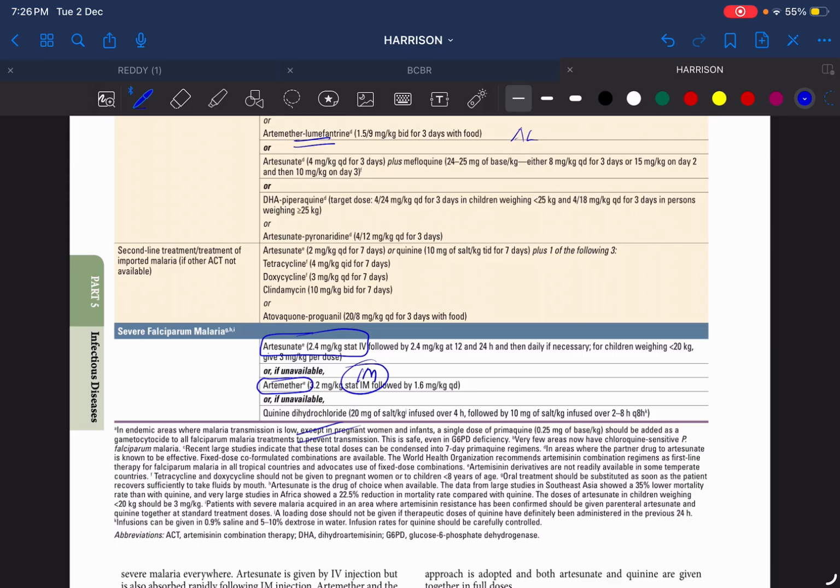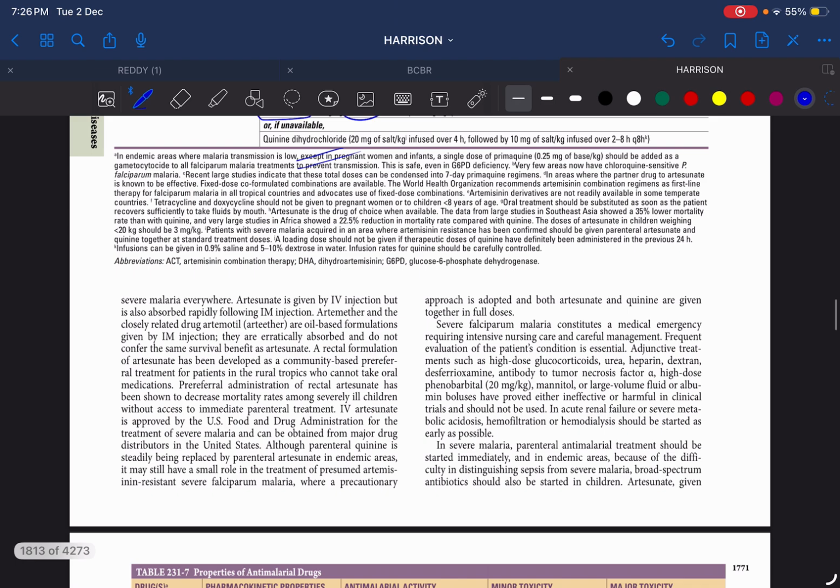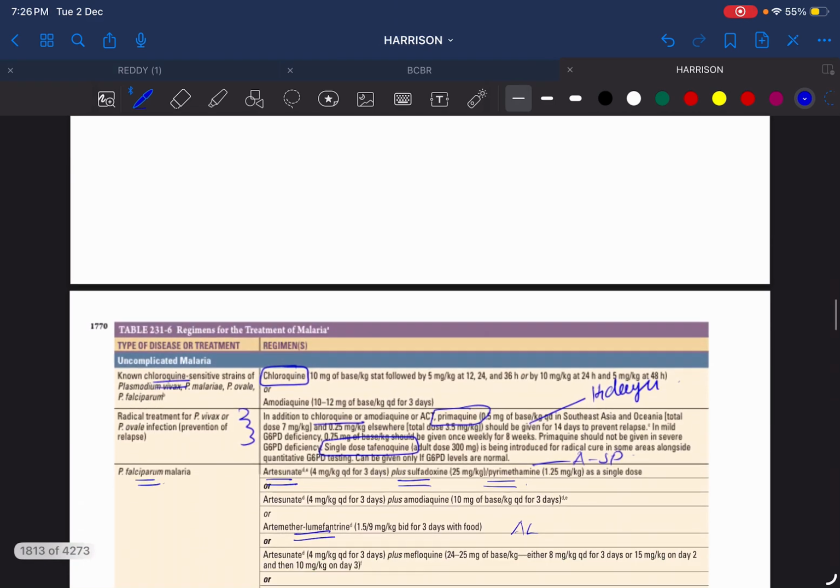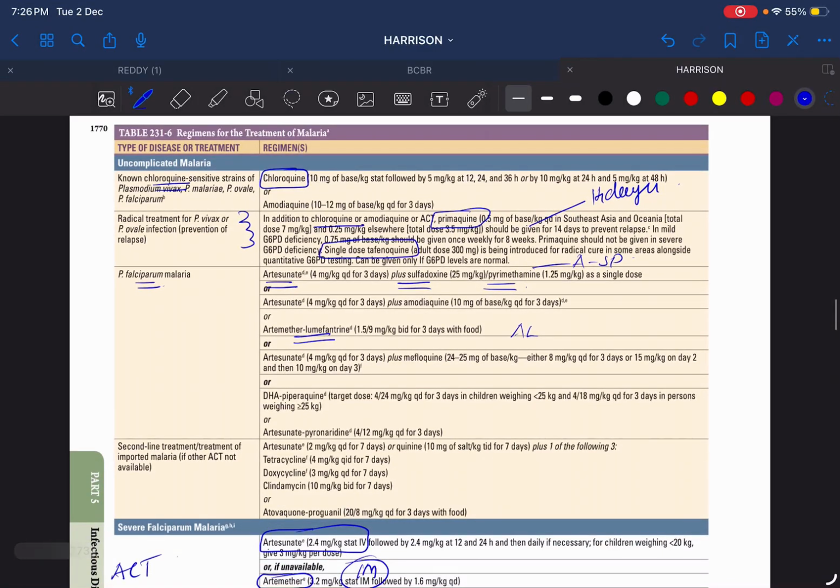Quinine plus clindamycin is usually the treatment of choice in complicated malaria in the first trimester of pregnancy. Why? Because ACT is contraindicated in the first trimester of pregnancy. Primaquine is contraindicated in all trimesters of pregnancy. And remember, artesunate is an IV injection, but artemether is IM.